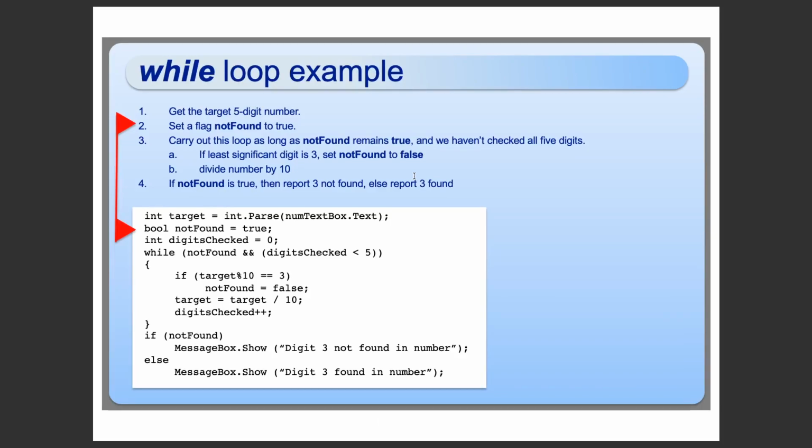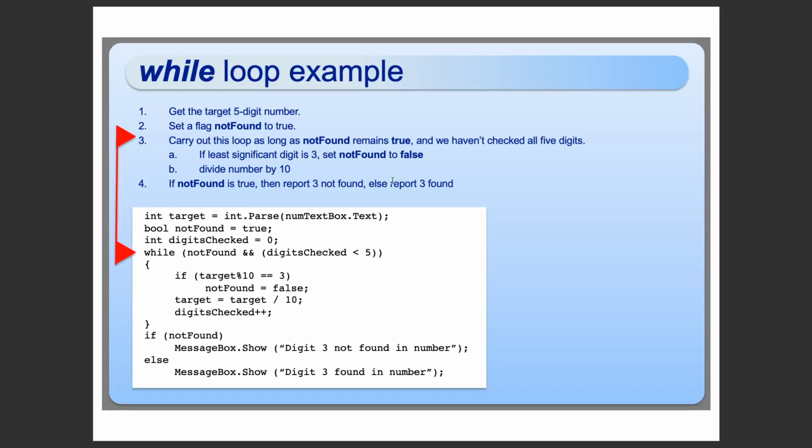Now we need to set up the flag. Okay, so remember that we're using this not found flag, which is going to be true as long as the digit 3 has not been found in our target 5-digit number. So that starts out as true. So that variable there is found in C# right here. So we have a variable called not found. Its type is bool, and it is assigned the value of true. Okay.